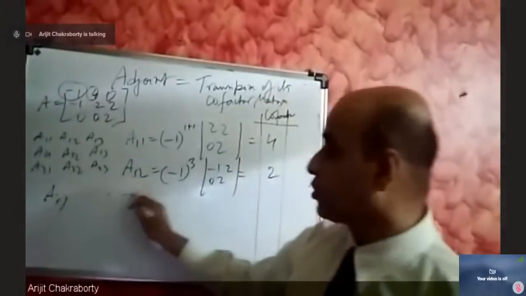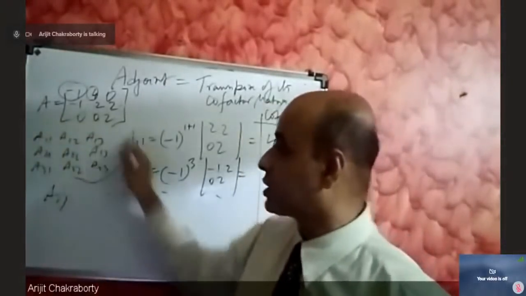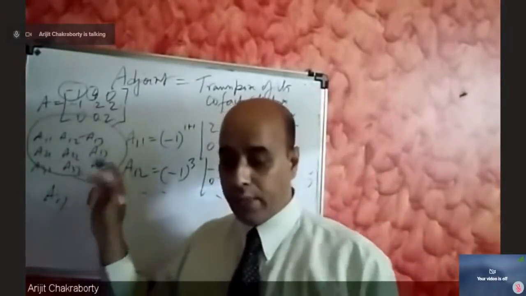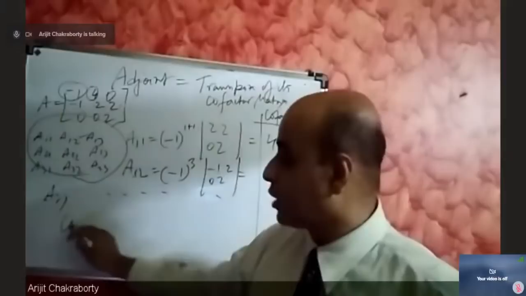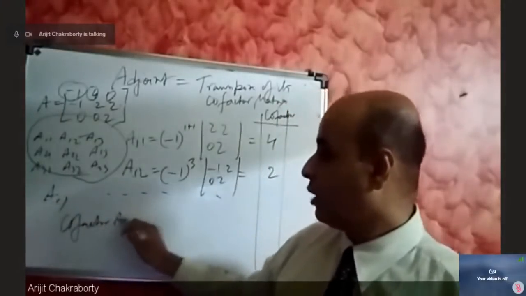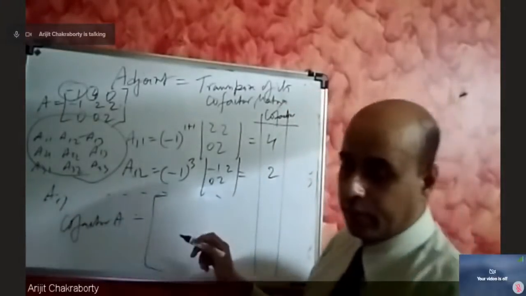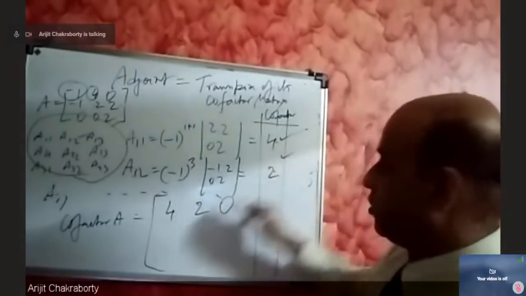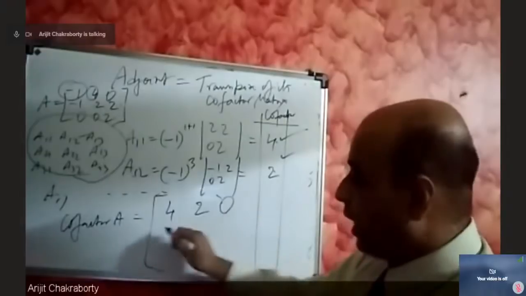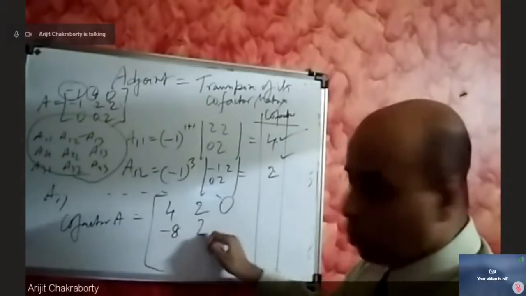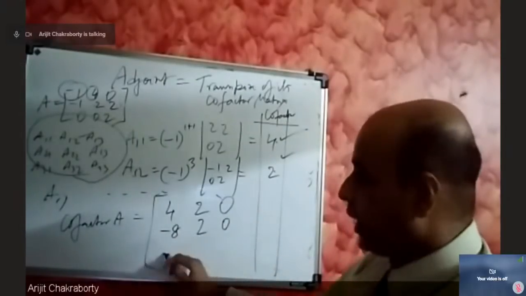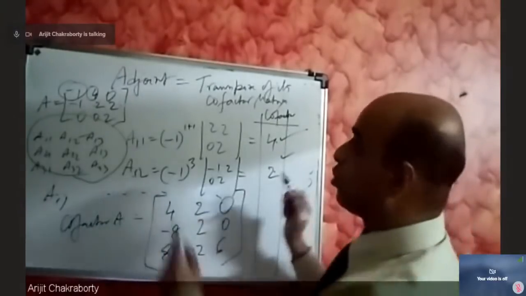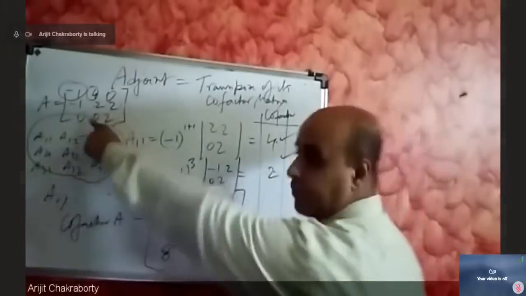In this way you have to go on doing it for all these 9 elements. If you do it, you will get the final cofactor matrix, which will be like this. It will be 4, 2, 0. Then 4, 2, 0. Minus 8, 2, 0. And 8, minus 2, 6. This is the cofactor of the original matrix.